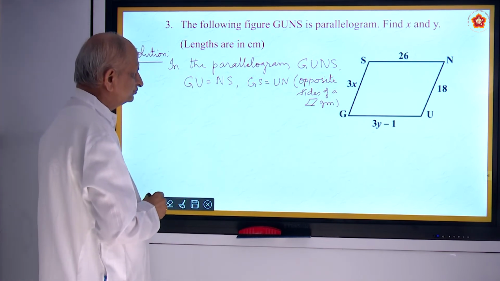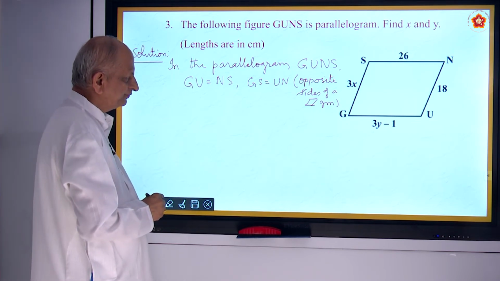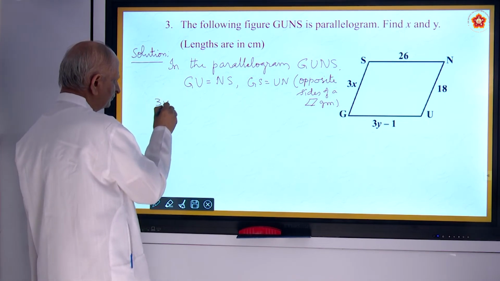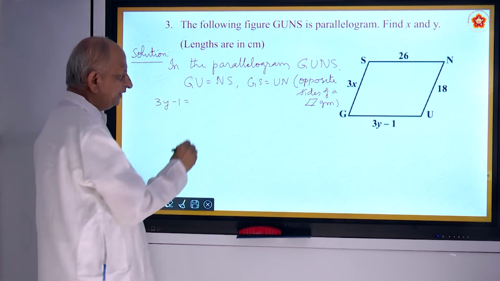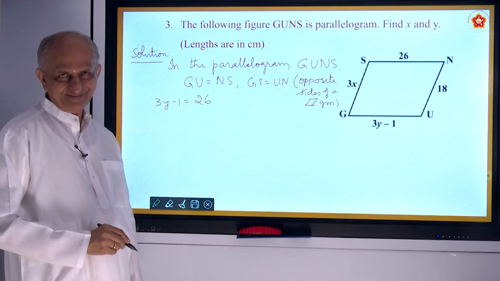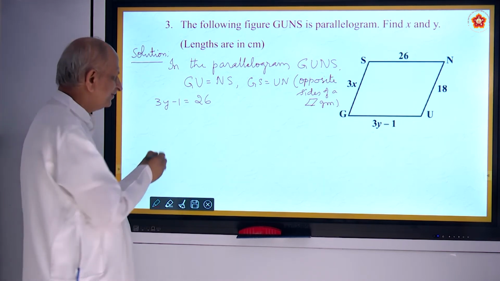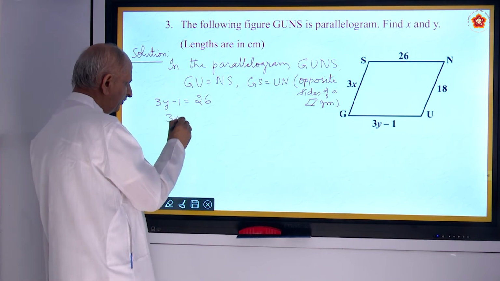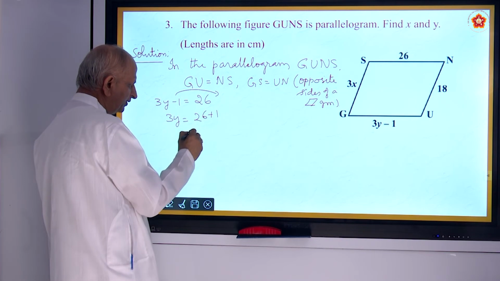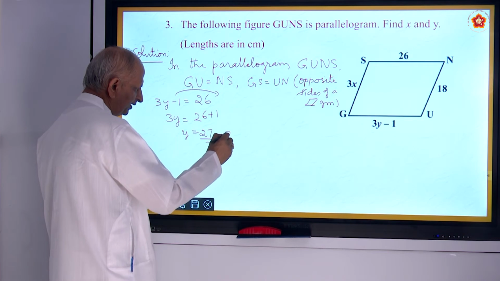Now, in the first one, suppose you take GU is equal to NS. GU means what? 3y minus 1. 3y minus 1 is equal to 26. How do you find the value of y? What type of equation is it? Linear equation. So, 3y equal to 26 plus 1, minus 1 should be transposed, that is 27. y is equal to 27 by 3, that is equal to 9.